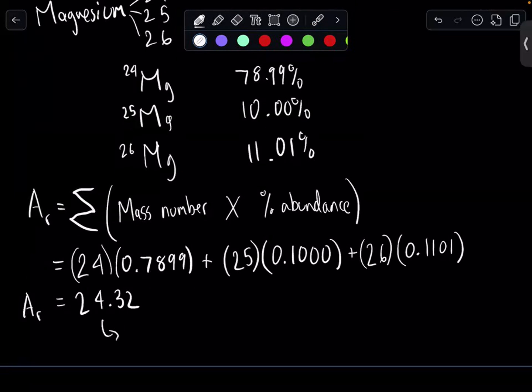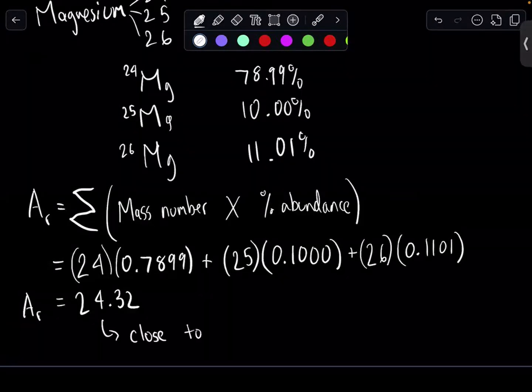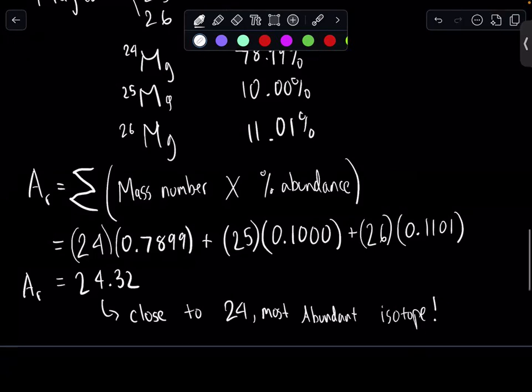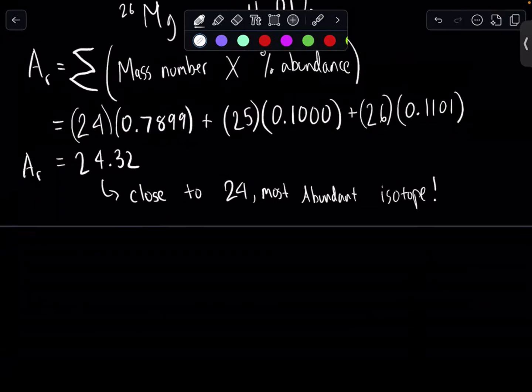You'll notice that that's both the number on your periodic table, but also that it's close to 24, which should make sense, seeing as 24 is the most abundant isotope. So that's how we calculate relative atomic mass.